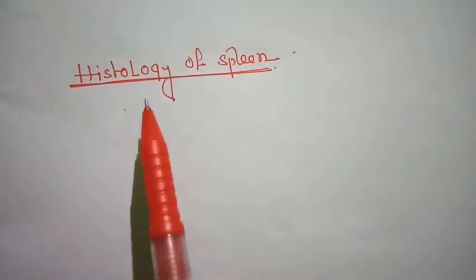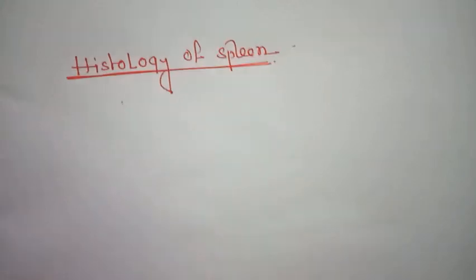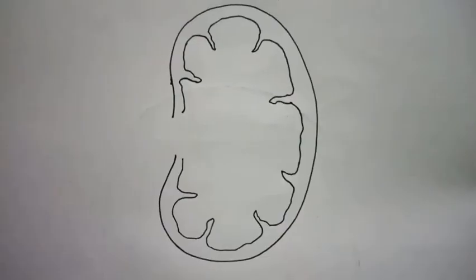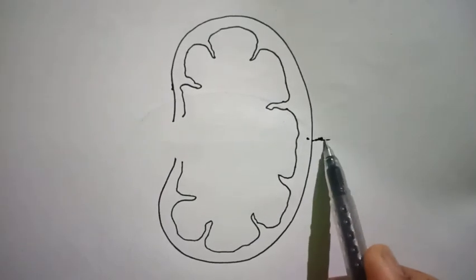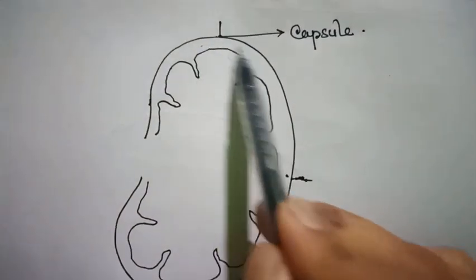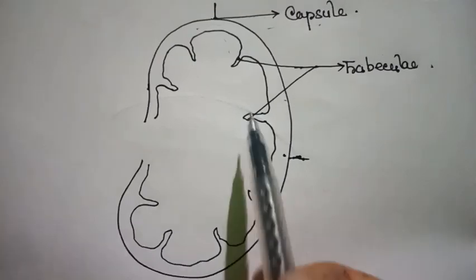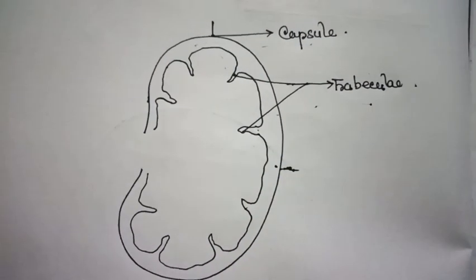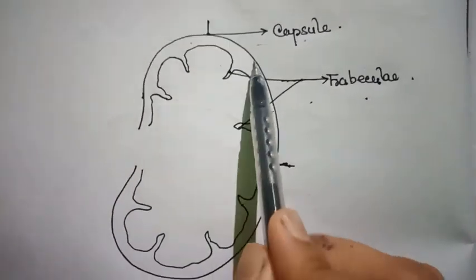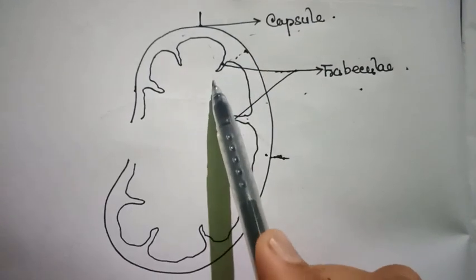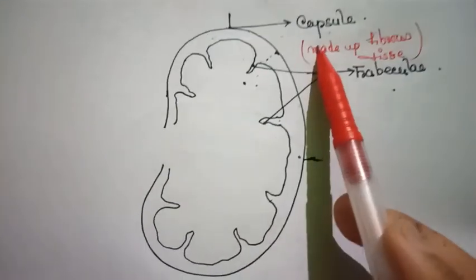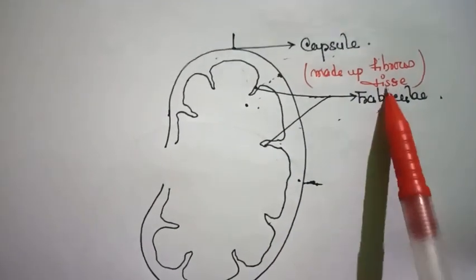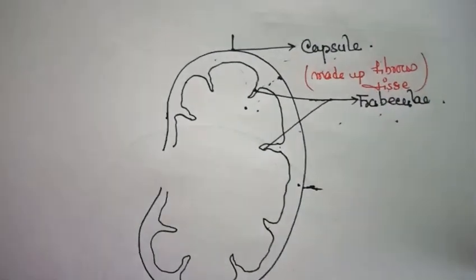Next I discuss the histology of the spleen. So let's start. The spleen is covered by a deep serous layer that is called the capsule. This is the capsule. These are trabeculae arising from the capsule and extending into the substance of the spleen. The capsule and trabeculae are made up of fibrous tissue.